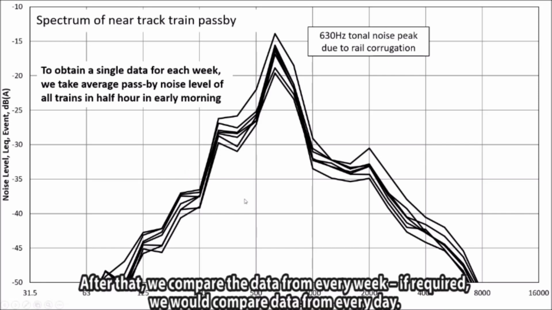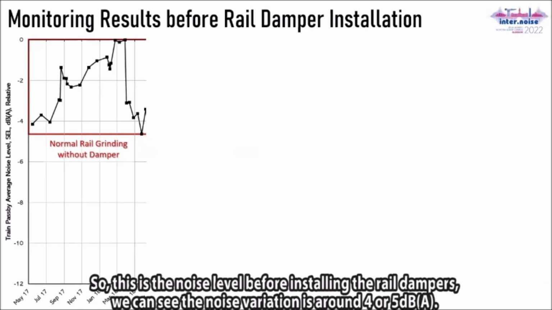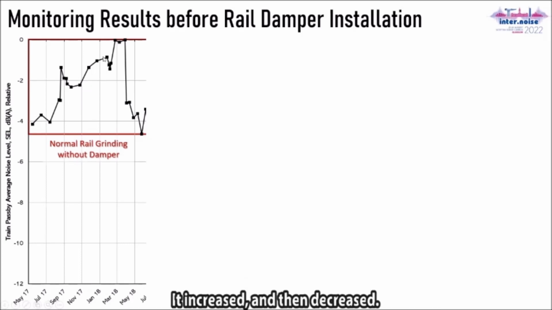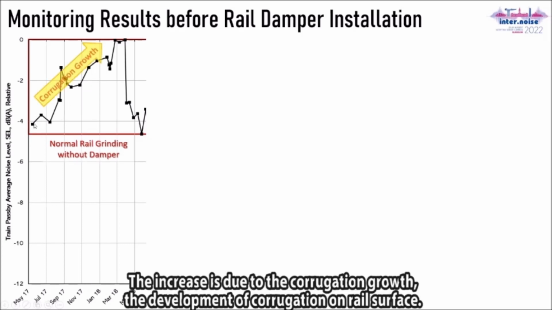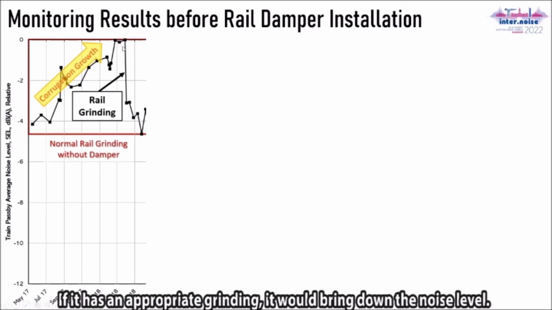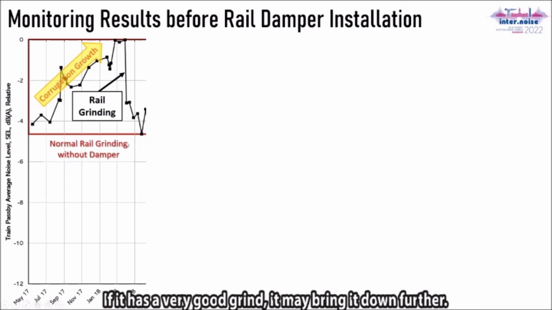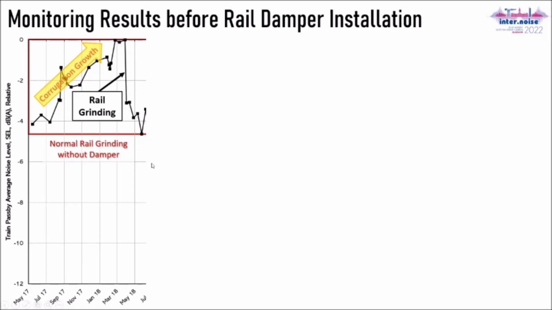So after obtaining a single data point, we compare the data every week. If required, we will compare every day. So this is the noise level before installing the rail damper. We can see that there is a noise variation of around 4 or 5 dB. It increases and then decreases. The increase is due to the corrugation growth, the development of corrugation on the wheel surface. With appropriate grinding, it will bring down the noise level. If it's a very good grinding, it may bring it down further.